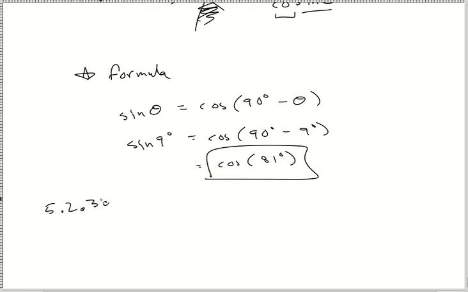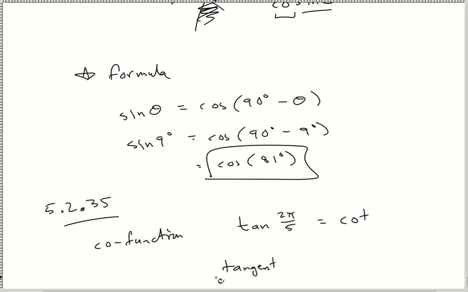5 to 35. Cofunction again. I'm not going to mess this one up. It says that I have a tangent of 2 pi over 5, and so this is now equal to, and then what's the cofunction for tangent? It's cotangent. Cotangent. You got tangent, and then you've got, you ready?